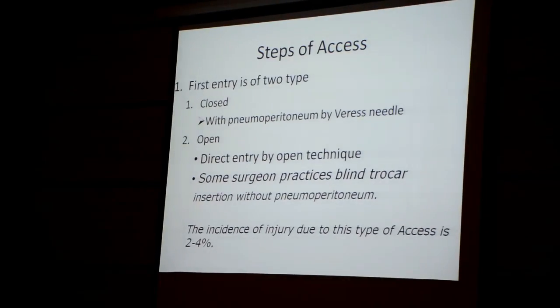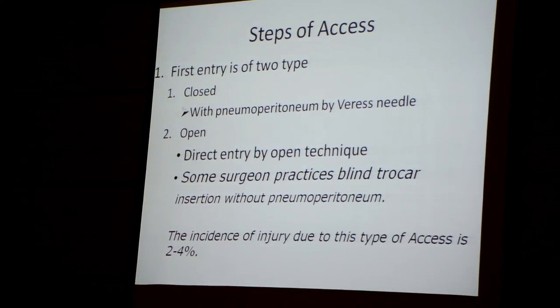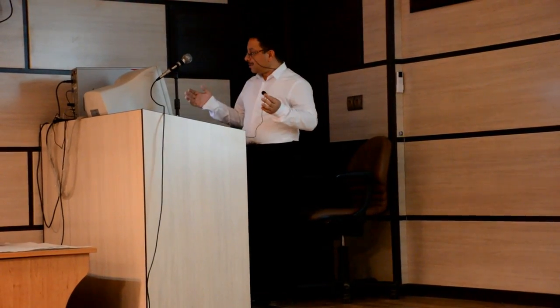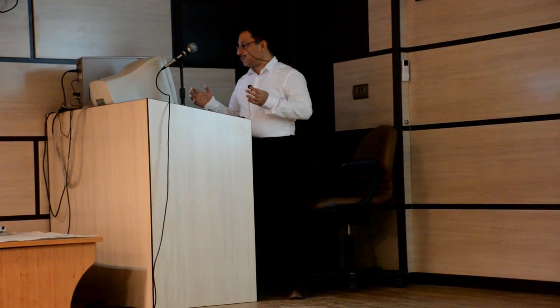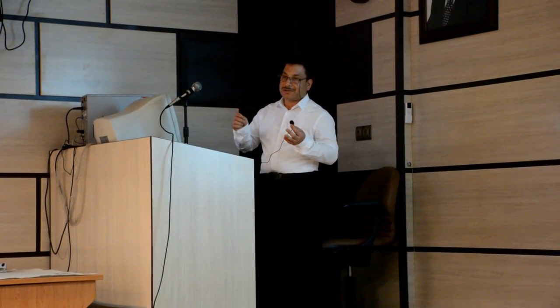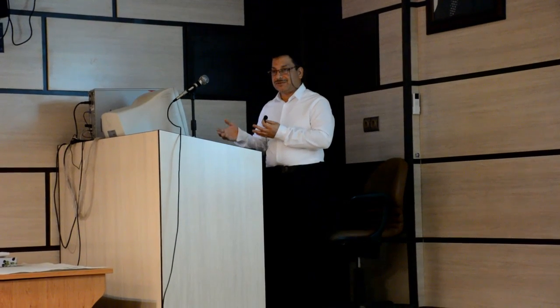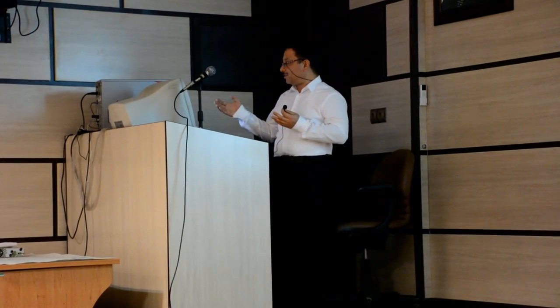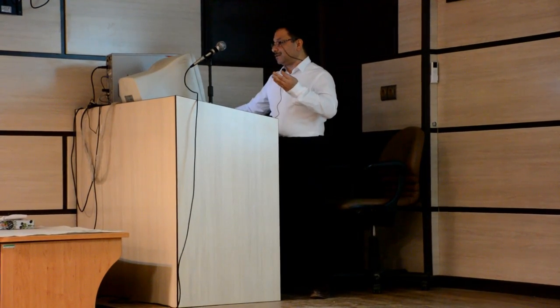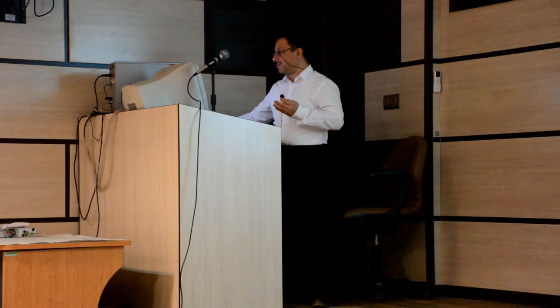So we have the steps of access. First, entry is of two types. Closed type, usually with a Veress needle. Before we enter the abdomen, we should be sure that we did the white balance and everything is okay. The laparotomy set is available, suction, etc. should be available before we enter the abdomen. Otherwise, when we enter and still have not done the white balance or any preparation, we may injure the viscera or blood vessels, and make a mistake by delaying, and by entering blindly.